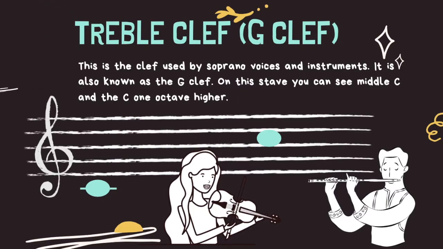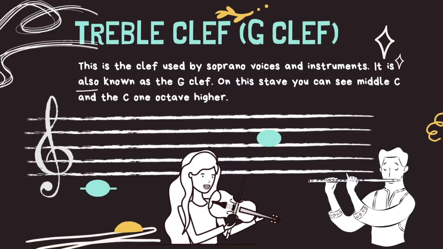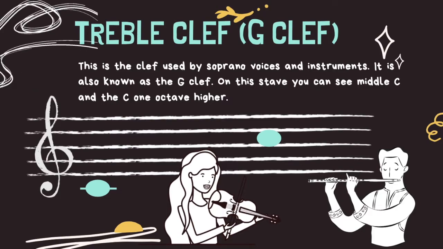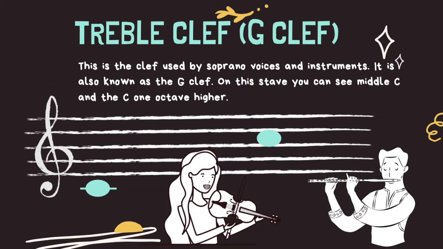So if you want to learn the violin or the flute or any high-voiced instrument, you need to know the treble clef. We see that middle C is written in this clef with an extra ledger line. The ledger line runs through the head of the note, and then the higher C is up there in the second space from the top. So there's a C octave in the treble clef.